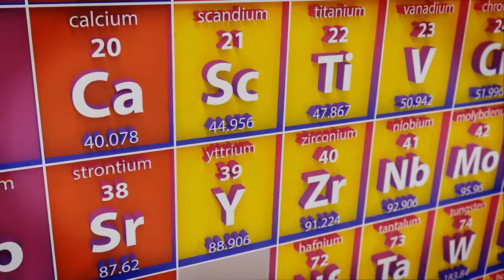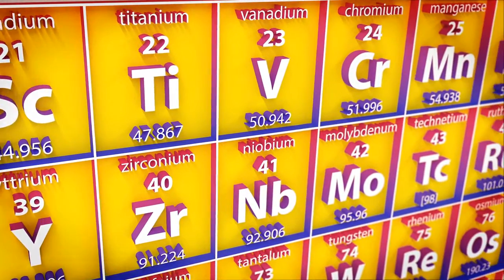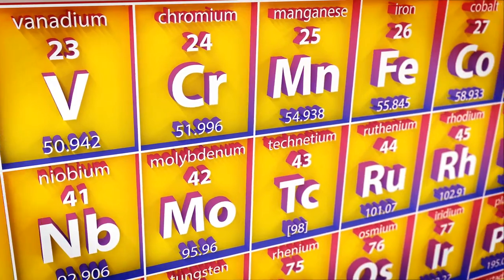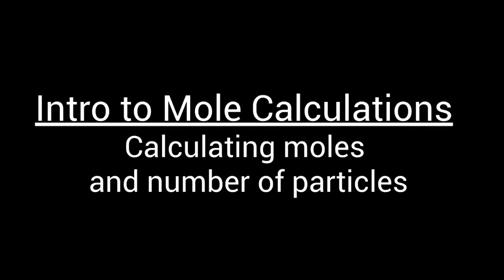So now that you know how to calculate the molar masses of elements and molecules, it's now time to learn how to use molar masses to calculate the number of atoms in a substance.